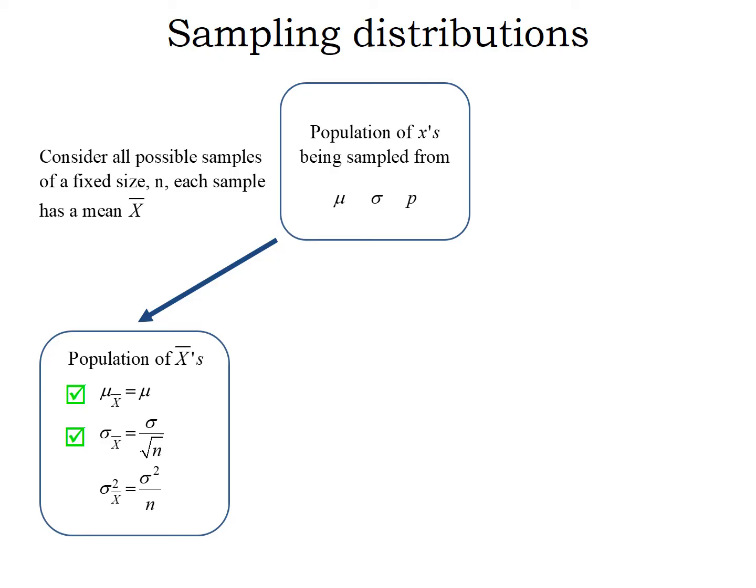Remember, standard deviation tells us how spread out we are. So what this is saying is how spread out the averages of samples are depends on how spread out the individuals were and how big the samples are. Now, similarly, the variance of X bar is equal to the original variance divided by the sample size.